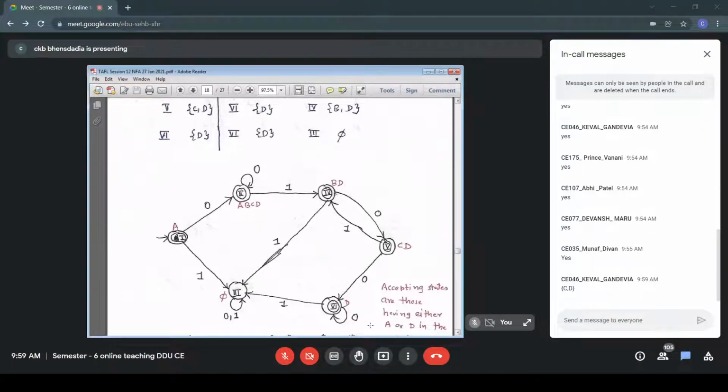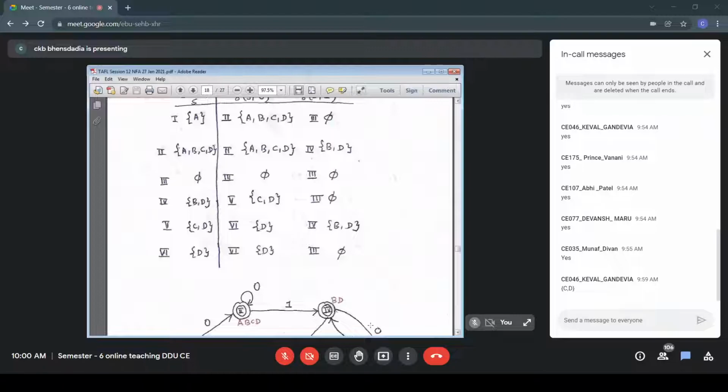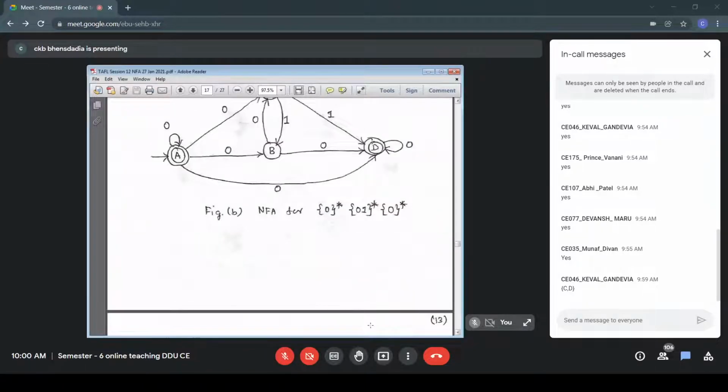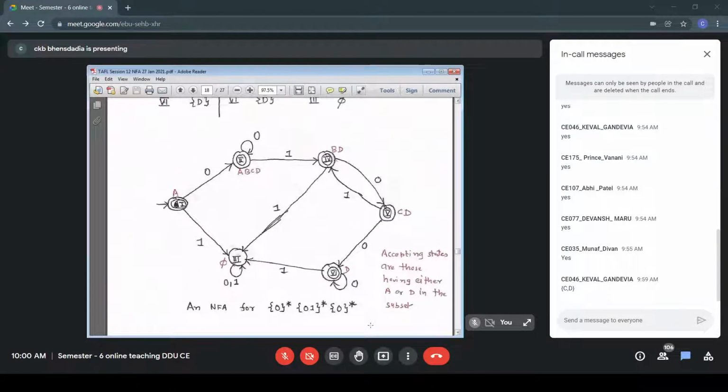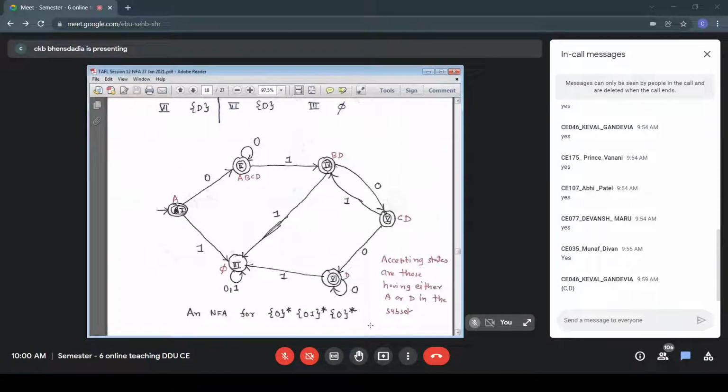And 3 is phi. Once we reach state number 3 corresponding to phi, we don't come out from that. So that is a dead state. So except label 3, all remaining are accepting states, and this is my equivalent DFA for the given language 0 star, 0 1 star, 0 star.